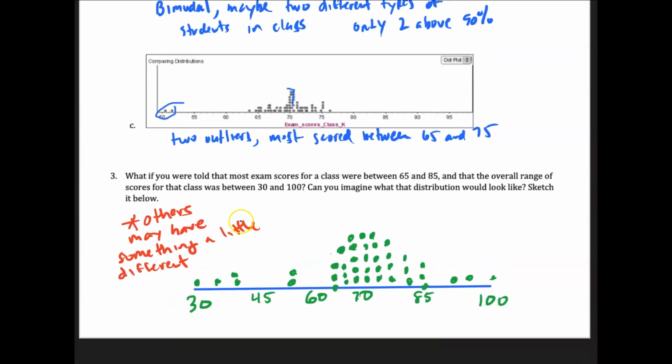And lastly here, a challenge here. This is just one distribution that could exist with these scenarios here. Most students score in between here with a range from 30 to 100. And so again, no A's, not many people fail, but everyone kind of in between that high D and low B range right here. That's the distribution. That will be a sample dot plot.